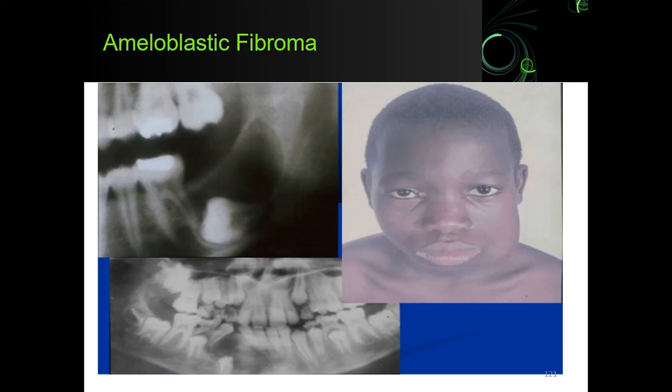So in this slide, in the upper right corner, there is a picture of a boy with a swelling on the left side of his face. In the upper left corner, there is a radiograph of the same boy, which shows a unilocular radiolucency in the posterior mandibular location. If you look closely, you would identify an impacted mandibular molar lying within this radiolucency.